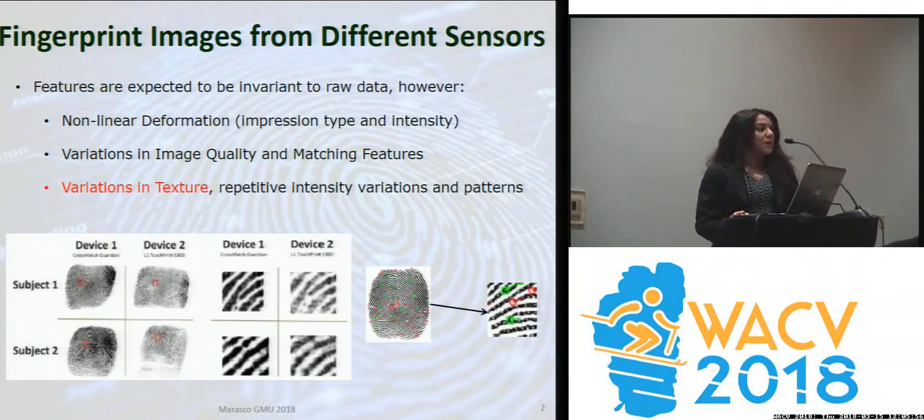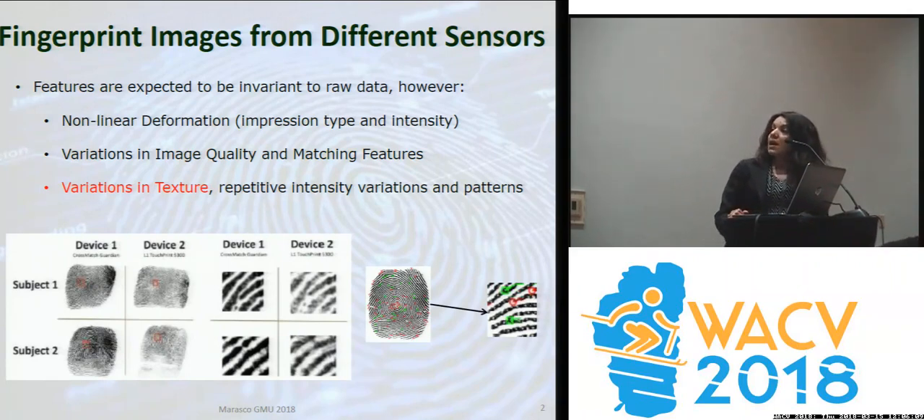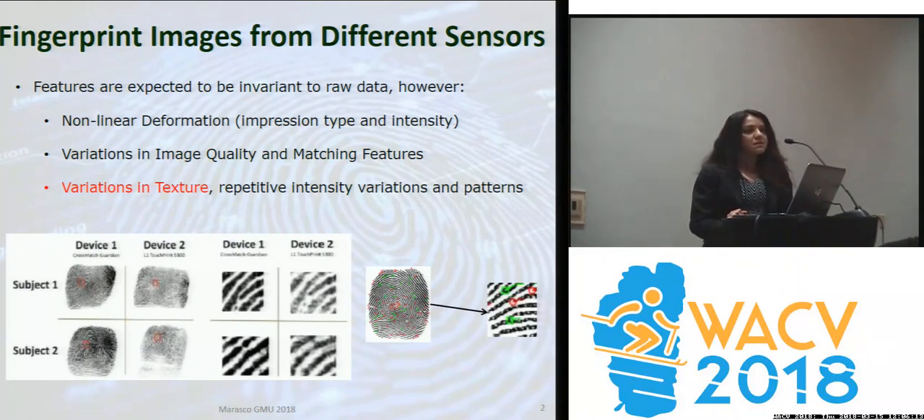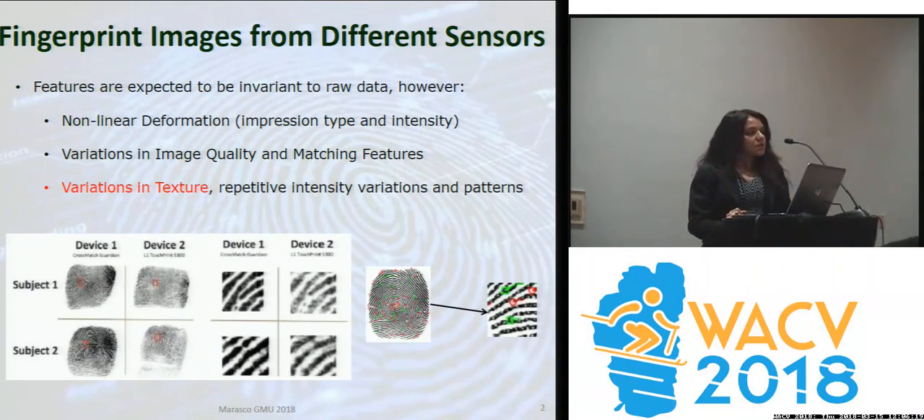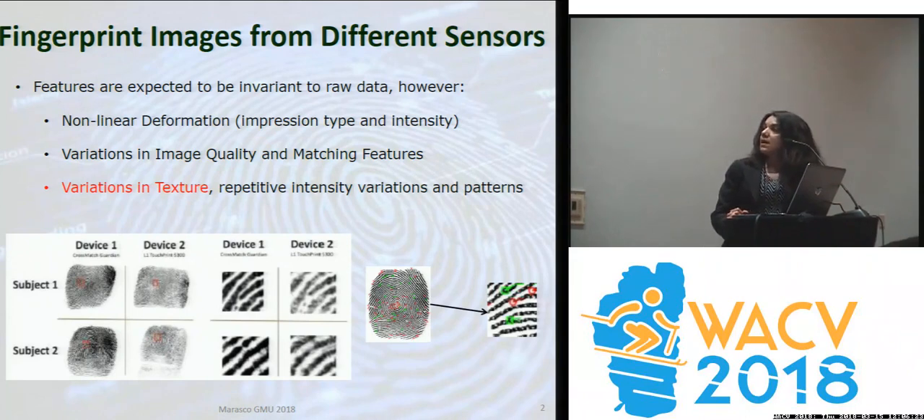Variations in image quality. In previous papers, we did publish some histograms about how NFIQ changes across different devices. We are talking about the same technology, optical only, and the matching features, so minutia points that are translated and rotated. So we now focus on capturing variations in texture. Device diversity does induce variation in textures.